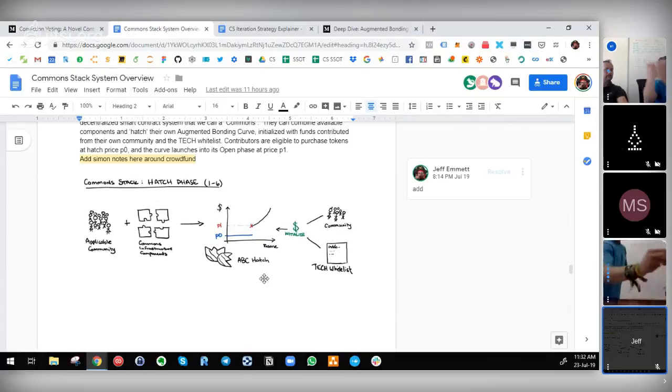A community takes the common stack components and hatches a curve. It's basically a crowdfunding process where you initialize the collateral pool and the funding pool, and then we go into the open phase where the public can buy and sell. It goes up and down this price curve, and that generates funds for the funding pool. That is the simple way to get everyone on board with how the hatch phase and the bonding curve work. If they ask exactly how that works, what's the math behind it, then we've got invariance, this is our price reserve curve, this is the theta, this is the deep dive into how it works.